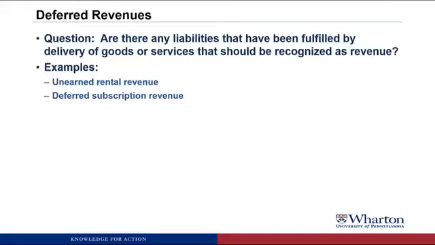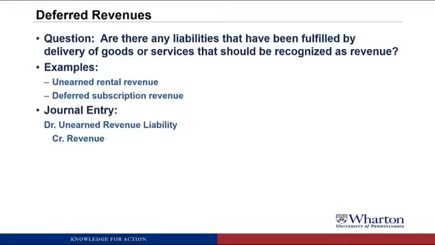What's happened in this case is we've received cash prior to providing goods or service. Now that time has gone by and we've earned the revenue, the adjusting journal entry will say credit revenue to recognize the revenue that we've earned over time, and debit the unearned revenue liability to reduce the obligation because we fulfilled part of the obligation by delivering the goods or services over the time period.